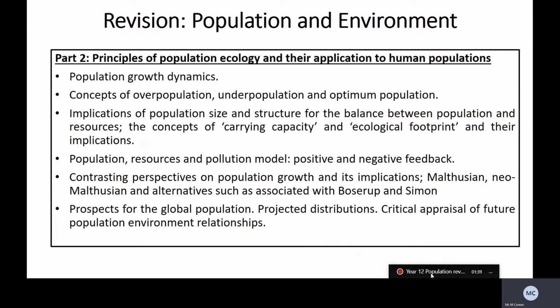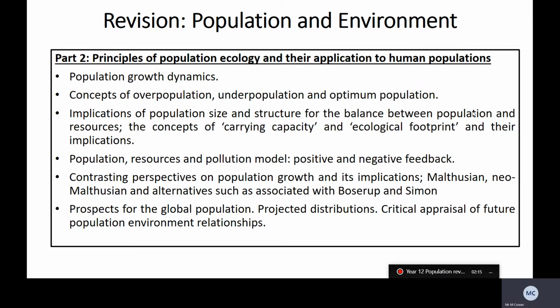So this is part 2 in terms of population and the environment, and there's a lot to cover through this particular section. You can see that part 2 is the principles of population ecology, and their application to human populations. So we're going to look at population growth dynamics, the things that result in the population changing. We're also going to study the concepts of overpopulation, underpopulation, and optimum population. We also need to consider the implications of population size and structure for the balance between population and resources.